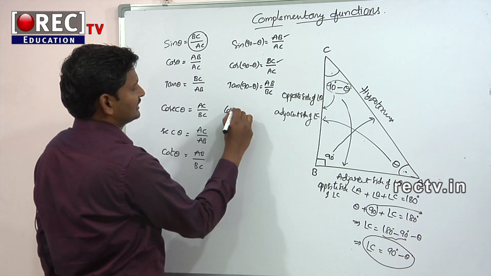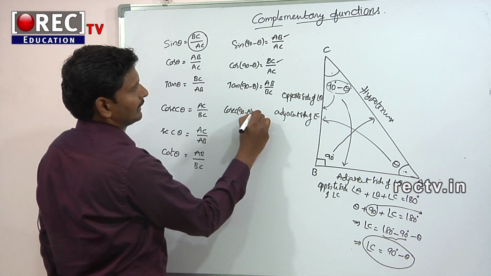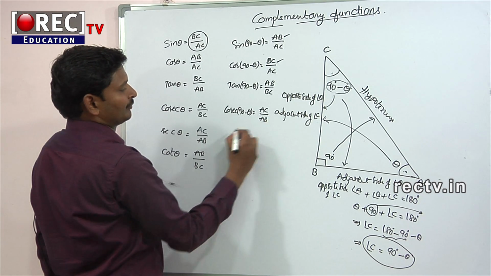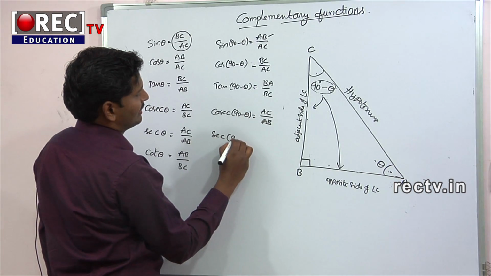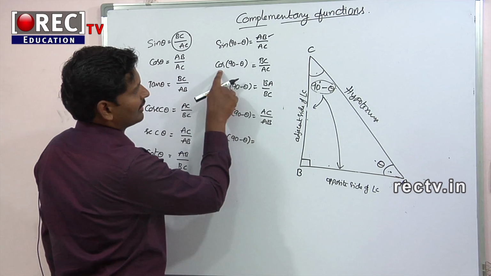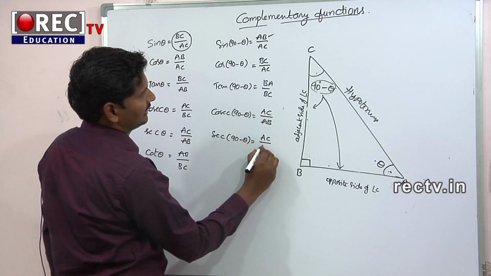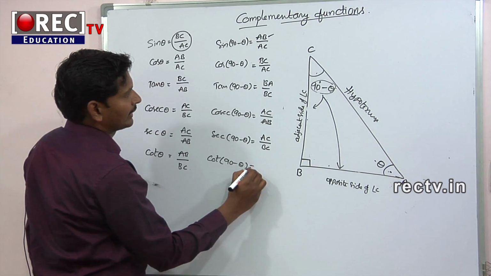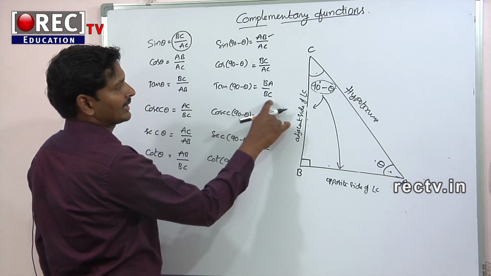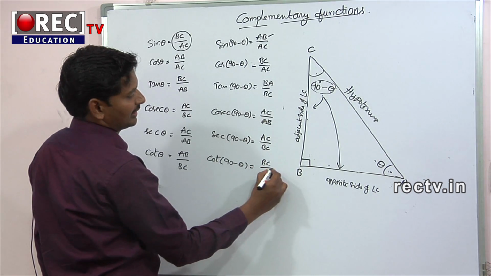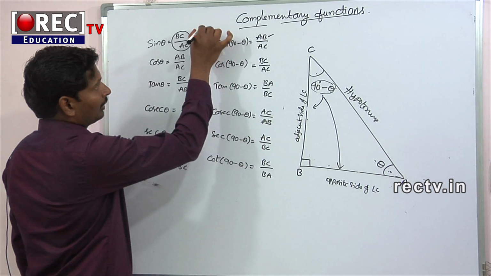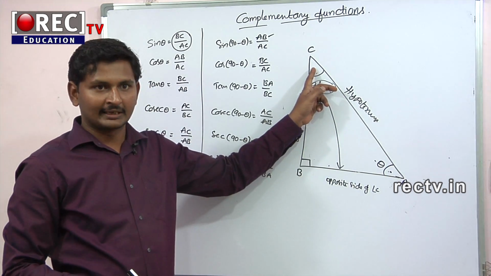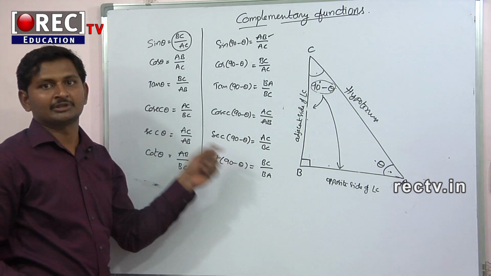Next, cosec 90 minus theta is equal to 1 by sin 90 minus theta, that is AC divided by AB. And next, secant 90 minus theta is equal to the reciprocal of cos 90 minus theta, that is AC divided by BC. Next, cot 90 minus theta is equal to the reciprocal of tan 90 minus theta, that is BC divided by BA. So from the two angles, A and C, I took all these trigonometric ratios.